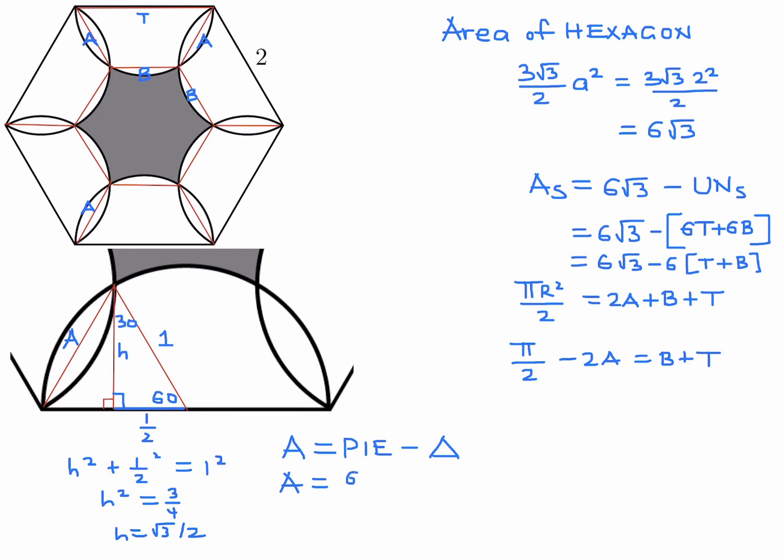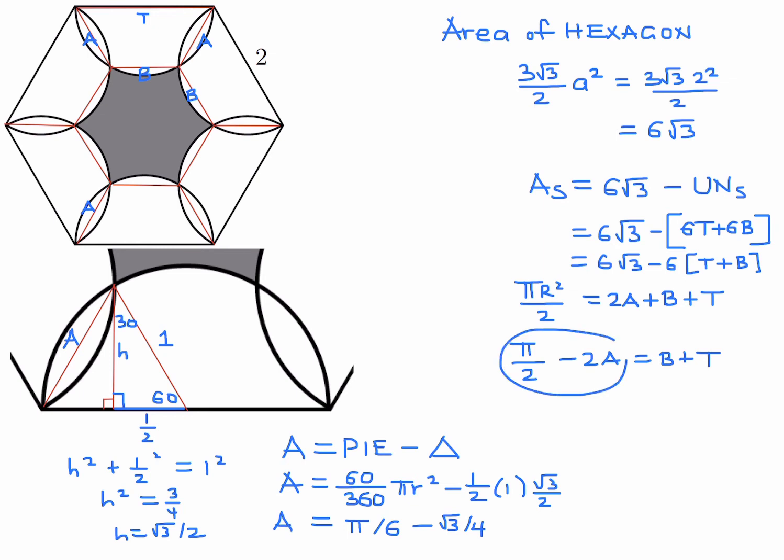So the pi segment is 60 over 360 pi r squared. And then the triangle is 1/2 base times height. The base is from here to here, which is 1. And the height we just figured out was root 3 over 2. So what's r? r is 1. So this is just going to be pi over 6, and this is root 3 over 4. Okay, I'm set. I have a, I can figure out this now.